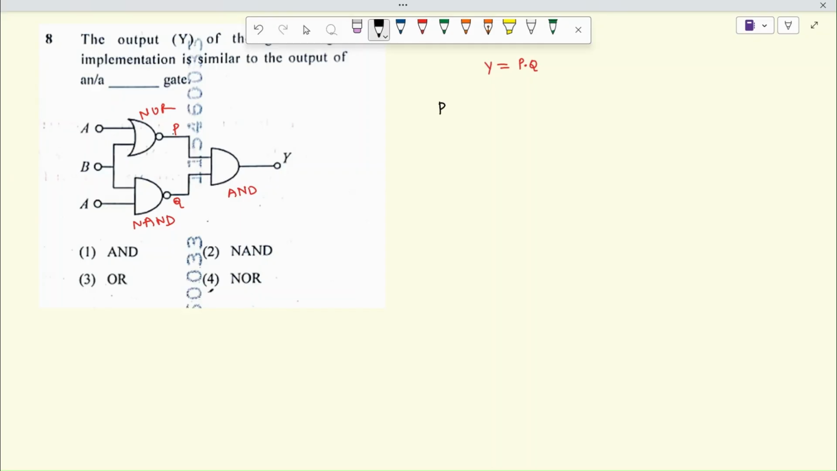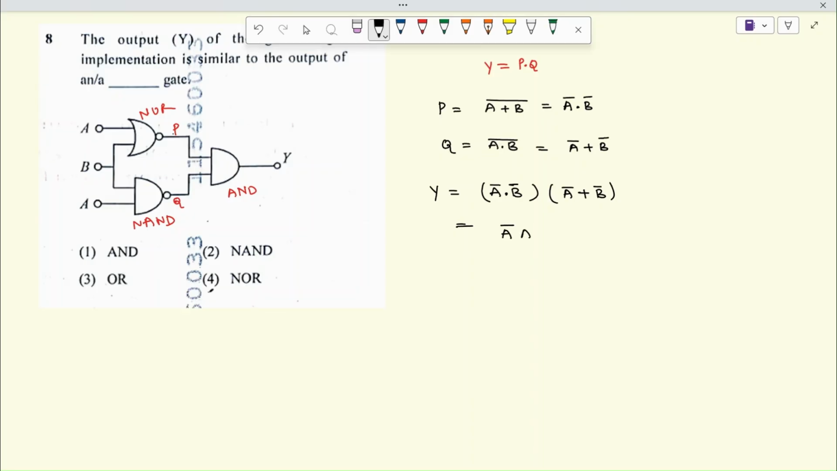And what is p? Since it is from the NOR gate, p is equal to (a plus b) whole bar, which is a bar into b bar, or a naught into b naught, you can say. Q is from the NAND gate, which means (a into b) whole naught, which is a naught plus b naught. Now y equals p into q, which is a naught into b naught into (a naught plus b naught). Multiply. What will you get?